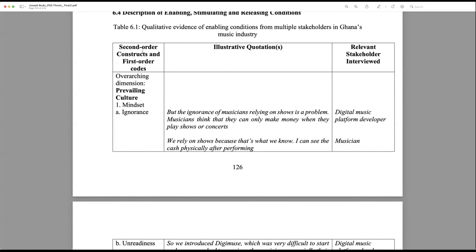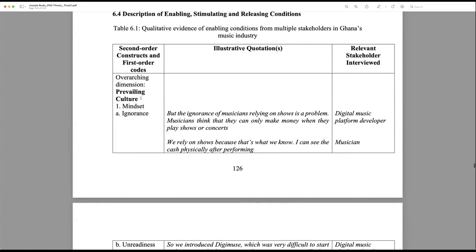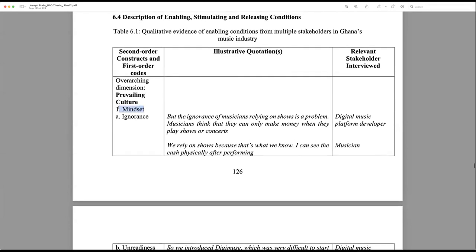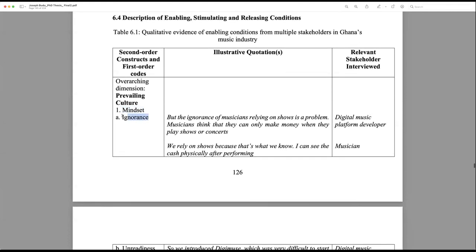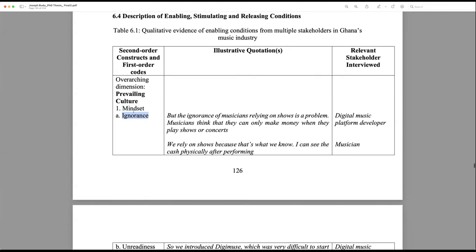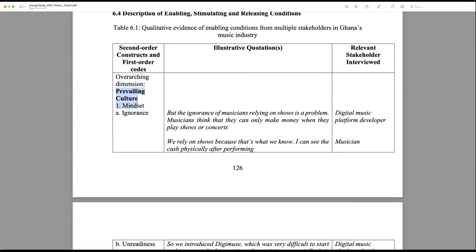This is the second order construct and first order codes. So the first order constructs he's pointing out there are the mindset and the ignorance. So you have ignorance and mindset. When you combine the two, you generate prevailing culture. So the second order construct he's seeing out of it is prevailing culture. Please, are we making sense here?